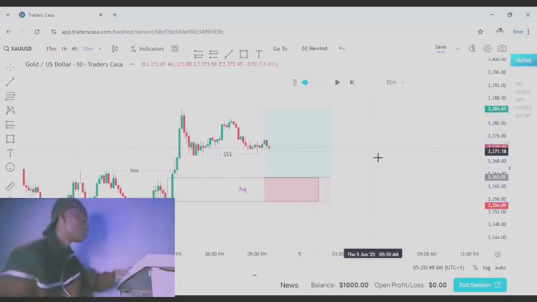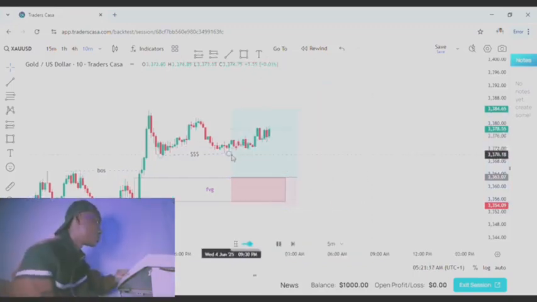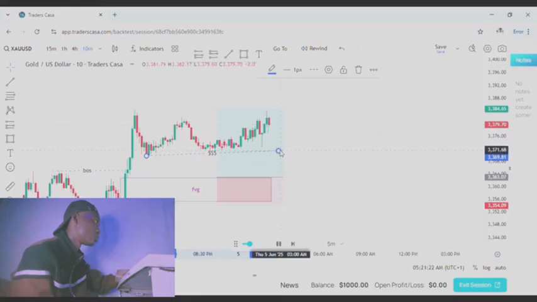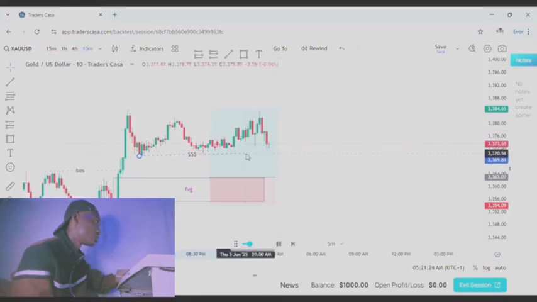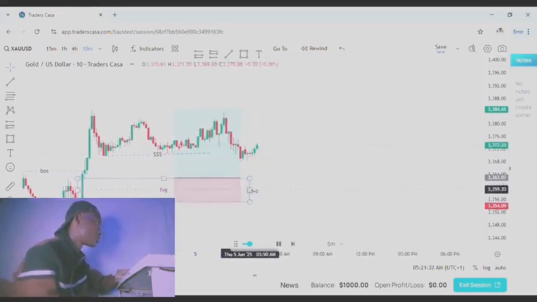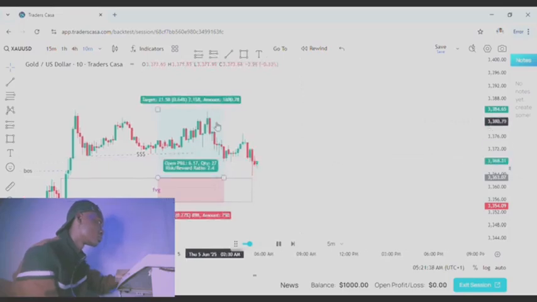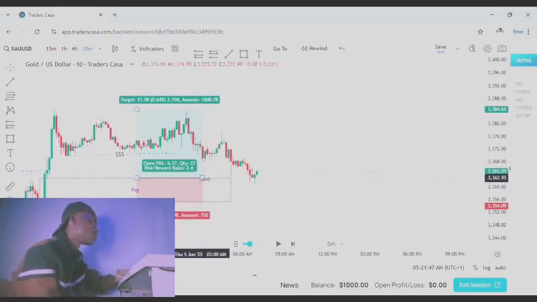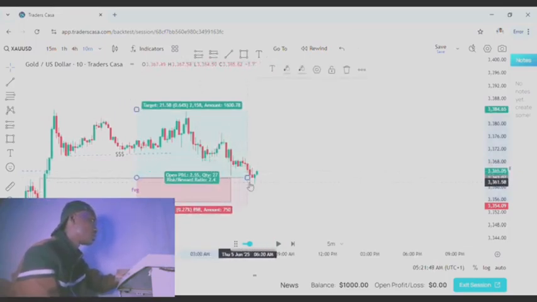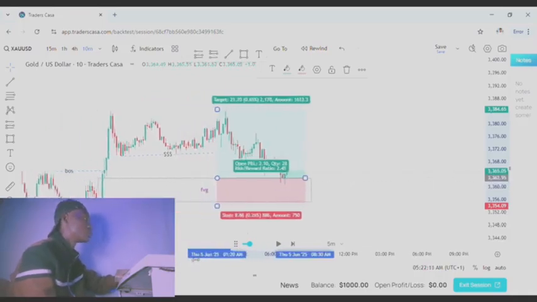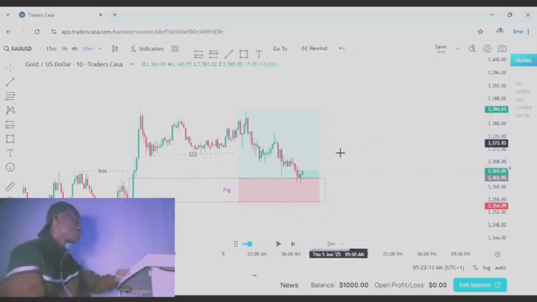Then you allow the trade to run. So baby, let's go. You can see our liquidity right here. As you can see, price has tapped us in. It tapped the fair value gap to the tip. Let me just draw this out. Okay, let's see if we hit our take profit.